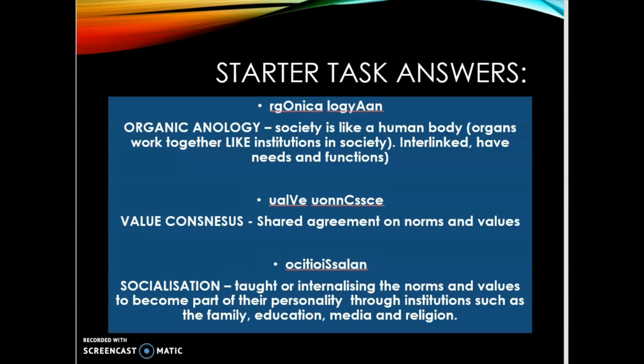Okay, so there's your starter task answers that you've just done. Our first one is the organic analogy. Society is like a human body. We have got value consensus and socialization. I hope you got those right and was able to write a short definition for each one.